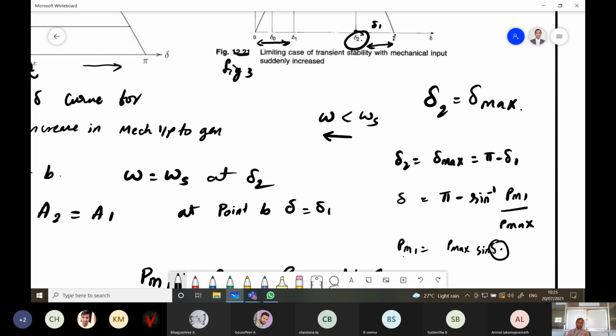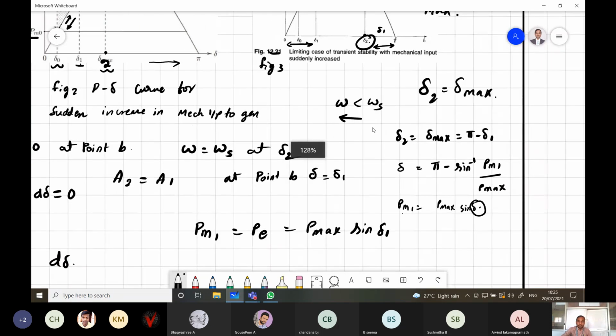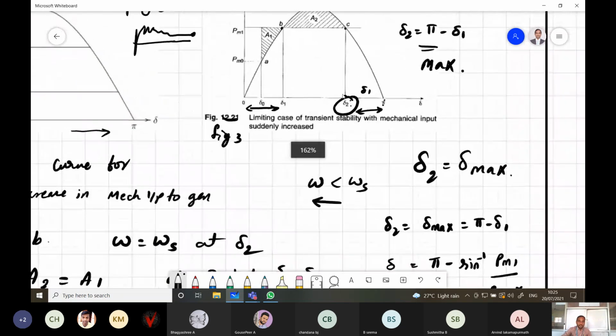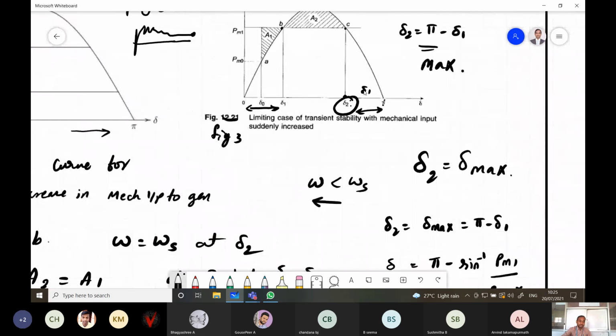So that will be obtained here. Okay, so now any further rise in Pm1 indicates the area available for A2 is smaller than A1, and the excess kinetic energy makes delta 2 increase. Because of the excess kinetic energy, delta 2 is going to increase beyond the point C.